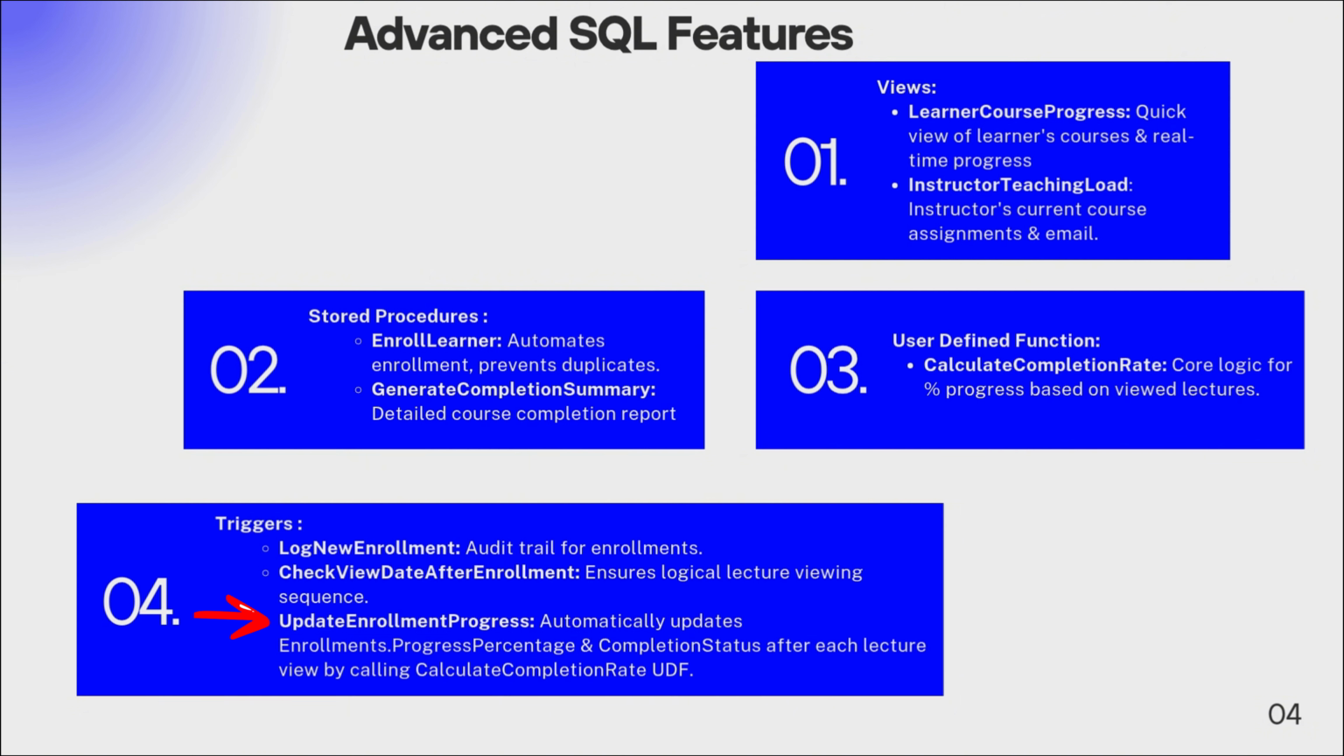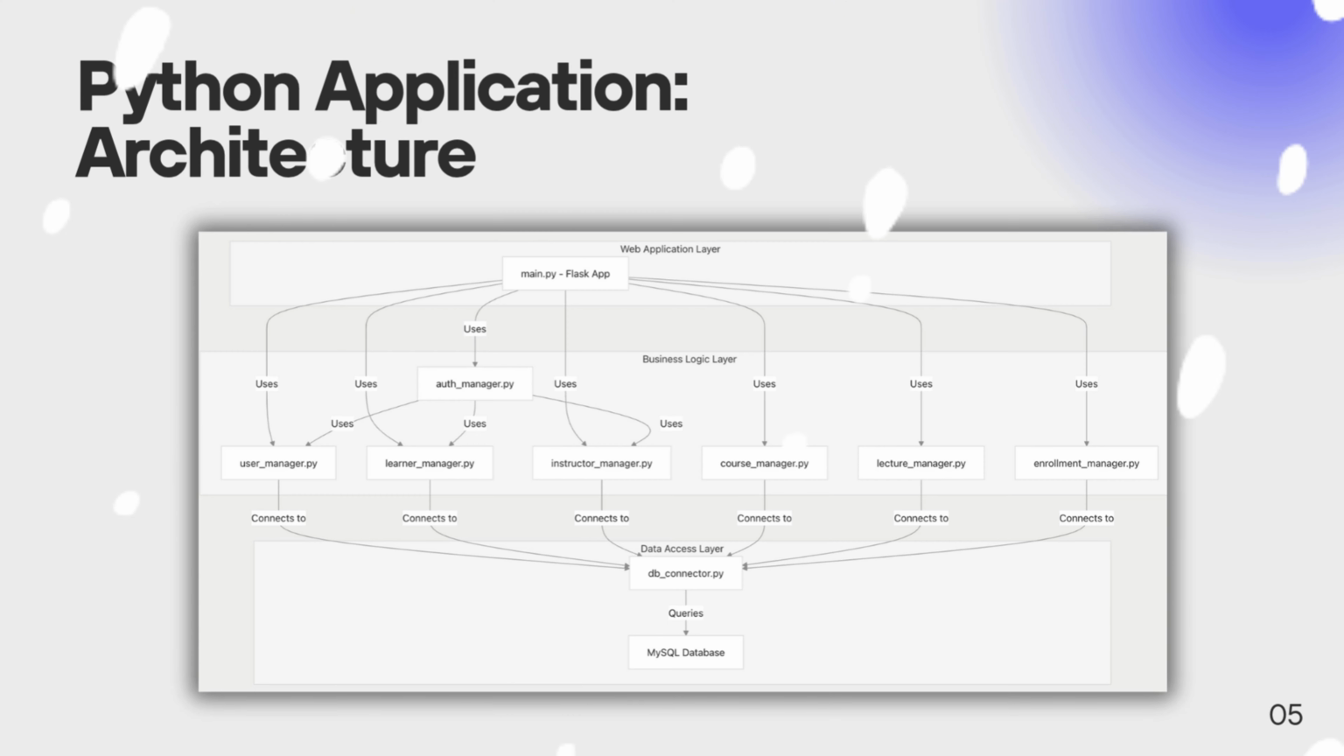Most significantly, the Update Enrollment Progress trigger fires every time a lecture is viewed. It calls our Calculate Completion Rate function and instantly updates the learner's progress percentage and completion status in the enrollment table. This is what enables the real-time progress tracking you will see in the demo.